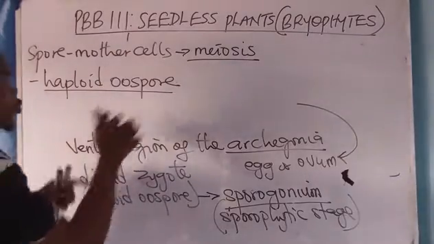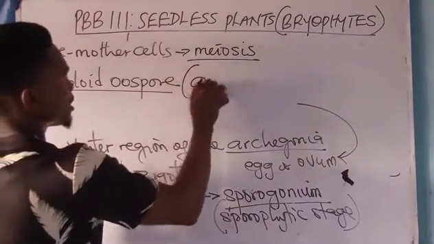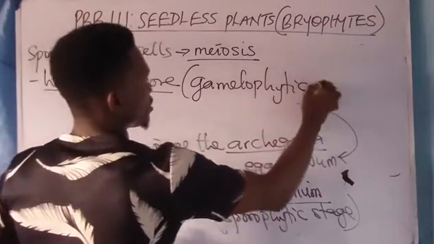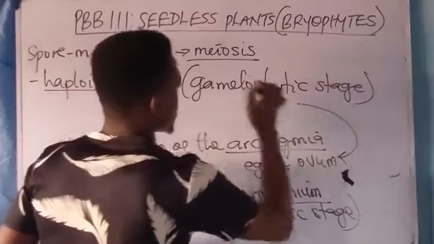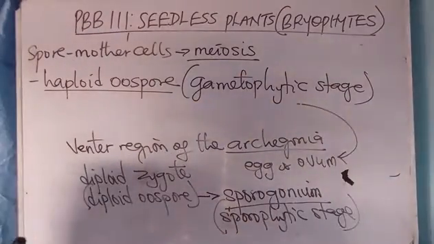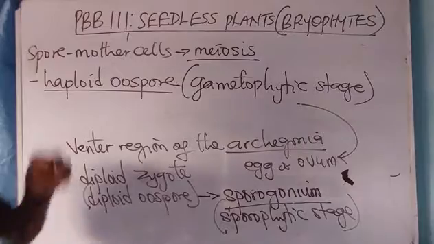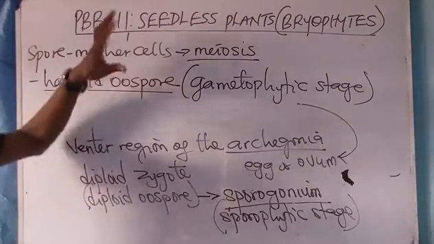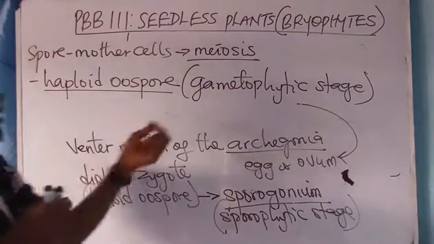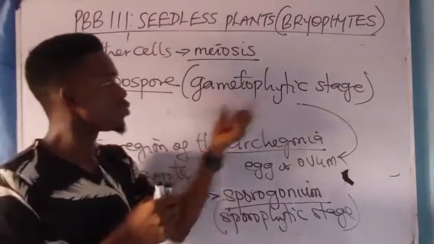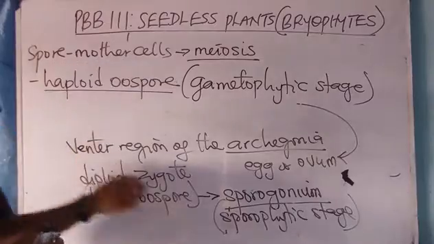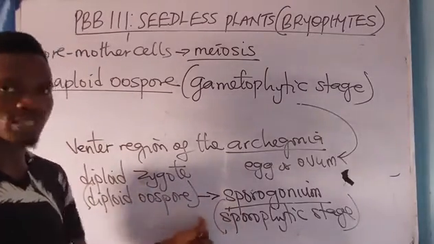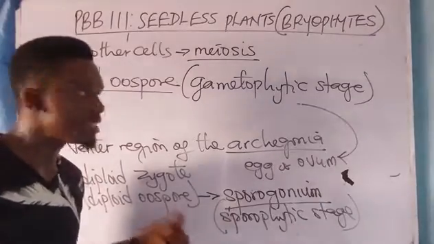It is this haploid oospore that is the gametophytic stage of the plants. You see, when I was giving us the characteristics of bryophytes in general, I told us that the gametophytic stage is what? Haploid. But this sporogonium stage, which is sporophytic, it is what? Diploid. Take note of that.